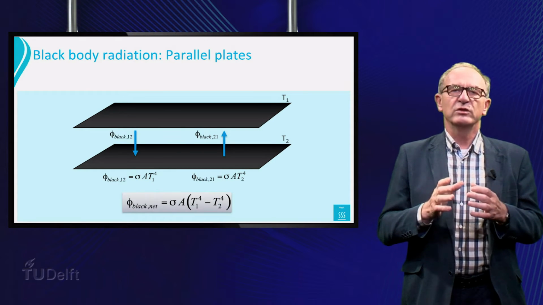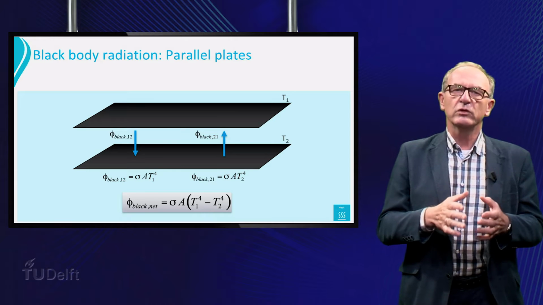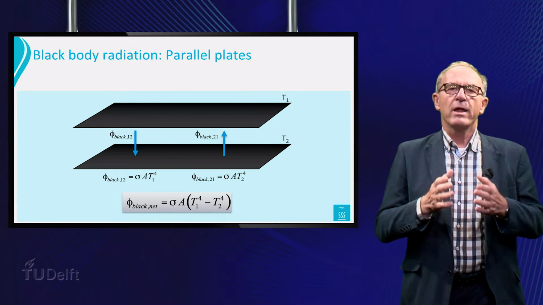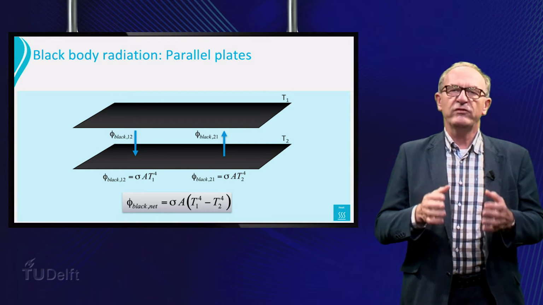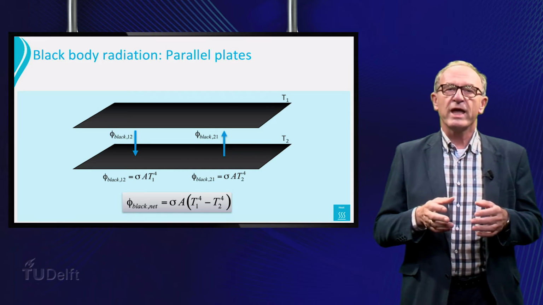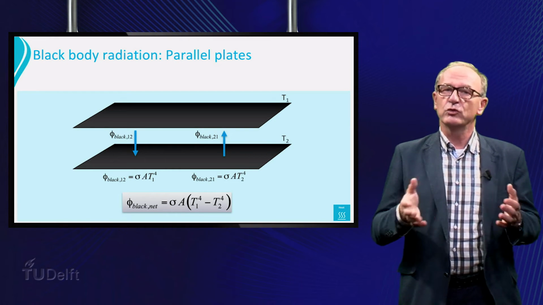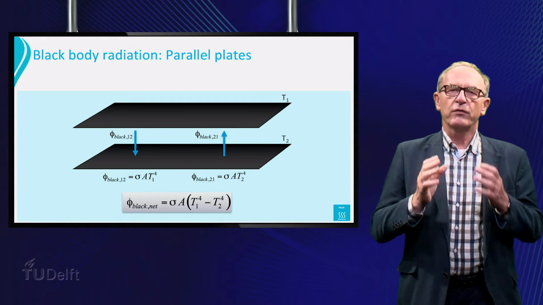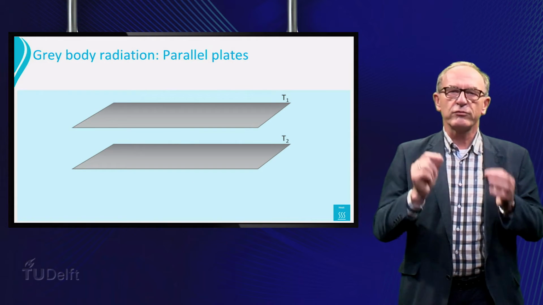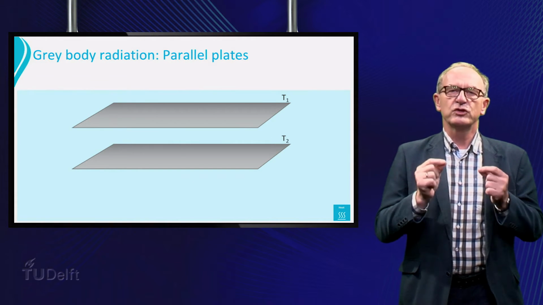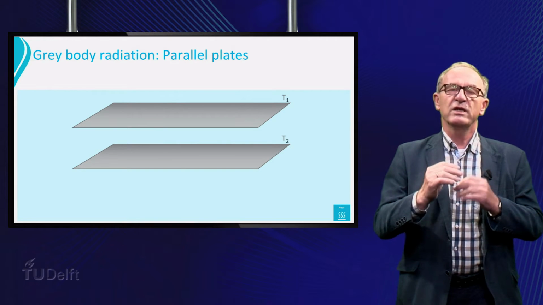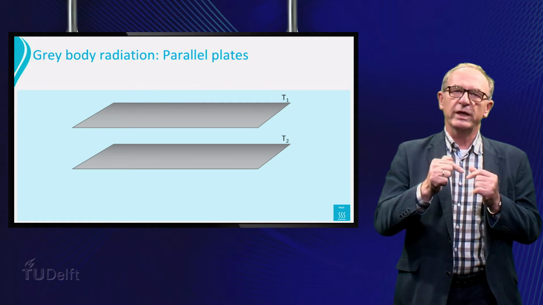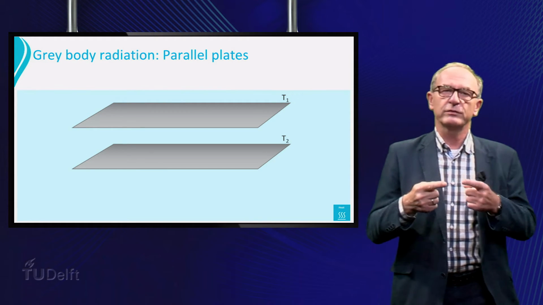The net radiation between the two plates is now equal to the difference of these two contributions, phi black net. We see that if the surface area and temperatures of the plates are known, we are able to calculate the net heat flow between the two plates. However, black bodies do not really exist. A first step to real bodies are the so-called gray bodies. So if we consider two gray parallel plate surfaces instead of black surfaces, only a part of the incoming radiation from each plate is reflected by the other plate and vice versa.